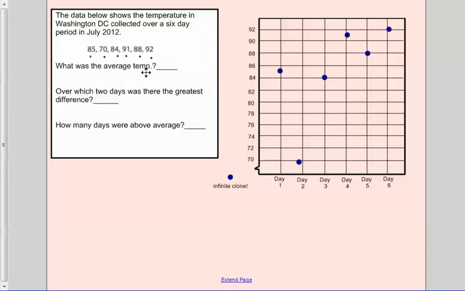So you need to find the average temperature. Tell me over which 2 days was there a greatest difference in temperature, where the temperature jumped up or jumped down, the greatest amount. And then the third question is, how many days were above average? Well, I don't know until I find out what the average is. So you're going to have to tell me what the average is and then tell me how many days were above the average. So you have 3 questions to answer, and we'll check them tomorrow in class.